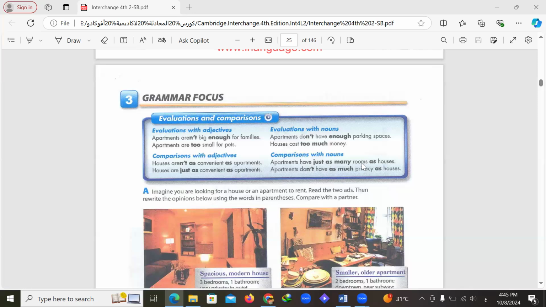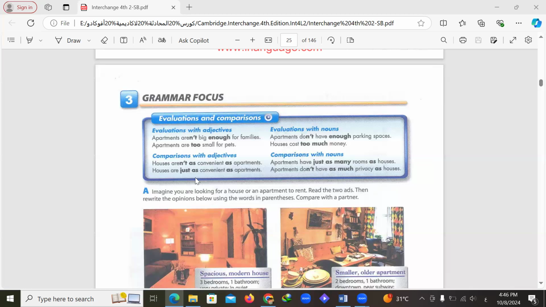If I want to use rooms, I put an adjective before the noun, as many rooms. Apartments have just as many rooms as houses. Apartments don't have as much privacy as houses. Here I use nouns with as for comparison. In this case, I put an adjective before the noun to use this rule.